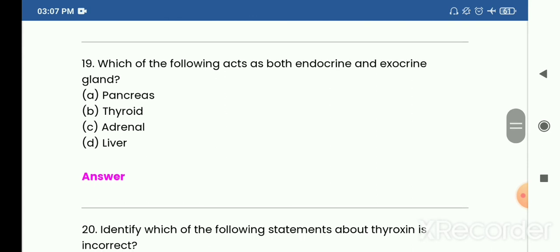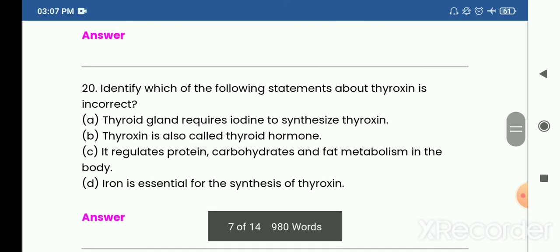Next, question number 19. Which of the following acts as both endocrine and exocrine gland? Pancreas, thyroid, adrenal, or liver? The main thing is that it is also called a mixed gland or heterocrine because it acts as both endocrine and exocrine. So option A will be the correct answer, that is pancreas. Pancreas is a heterocrine gland, or you can also say mixed gland, because it has both an endocrine part as well as an exocrine part.